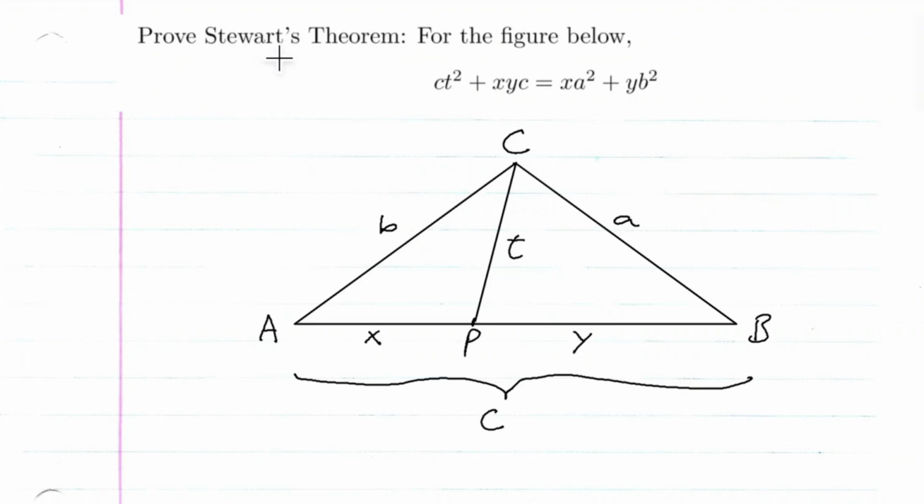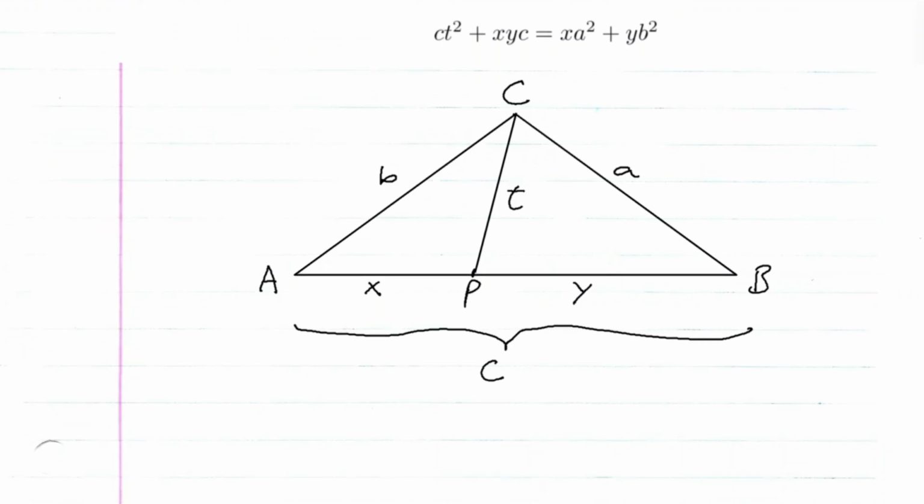Okay, so we're going to prove Stewart's theorem, which states that for the figure below, ct squared plus xyc is equal to xa squared plus yb squared. My strategy is to start on the right-hand side of this equation and try to get to the left-hand side. The way I'm going to go about this is to find a squared using the law of cosines for this triangle here, and find b squared using the law of cosines for this triangle here. Okay, so let's go ahead and get started.